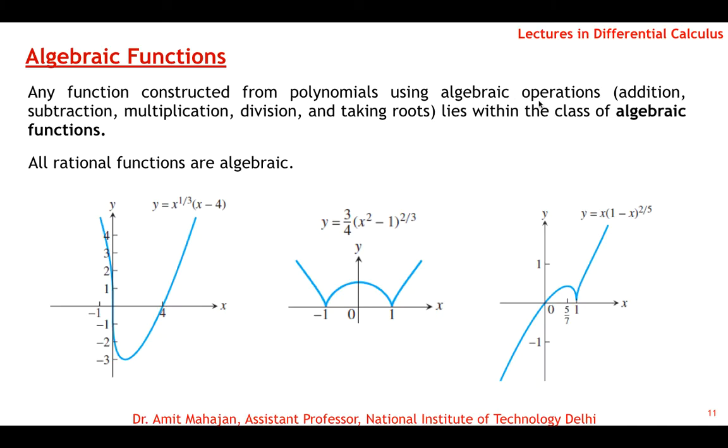That means algebraic operations. Like this function is a polynomial, and a polynomial is squared and third root. So this function is an algebraic function. Again it's a product of a polynomial with the second function being taken squared and fifth root.